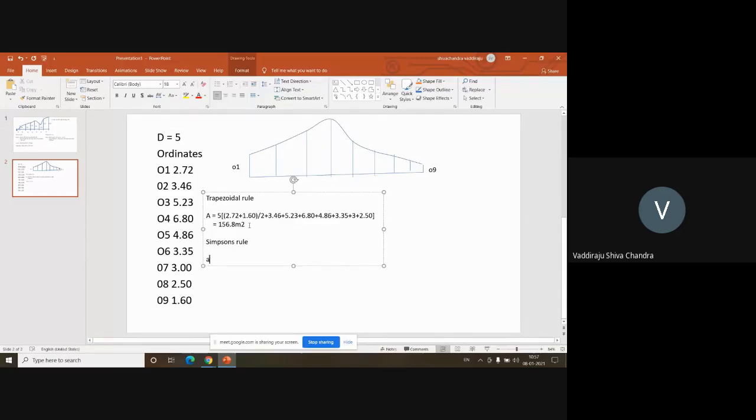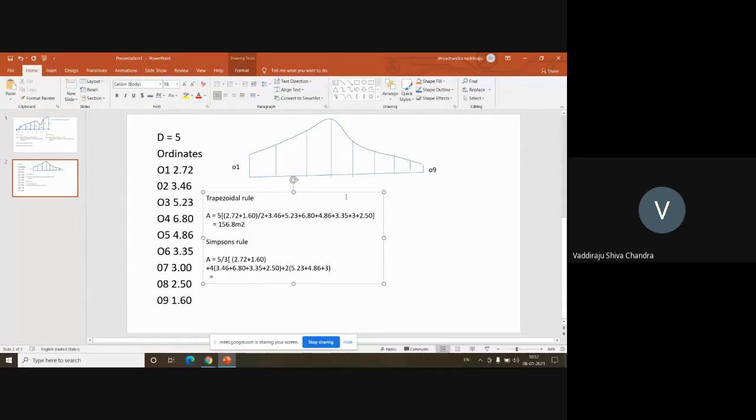Simpson's rule. Area is equal to 5 by 3 multiplied by O1 is 2.72 plus 1.60 plus 4 times of even ordinates. Even is 3.46 plus 6.80 plus 3.35 plus 2.50, plus 2 times of odd ordinates is 5.23, 4.86 and 3.